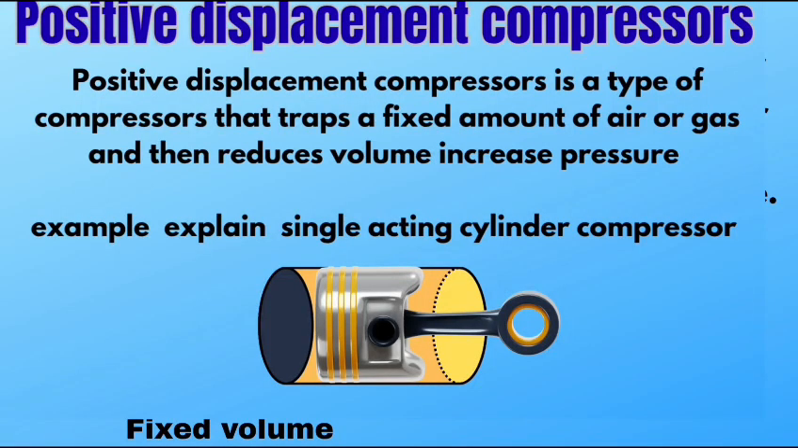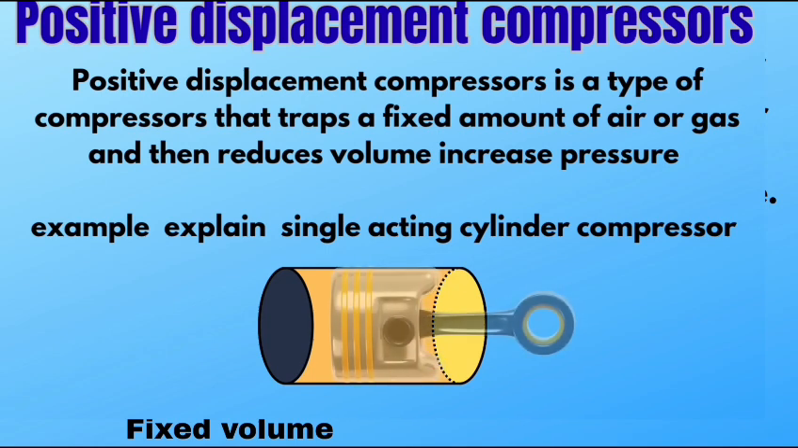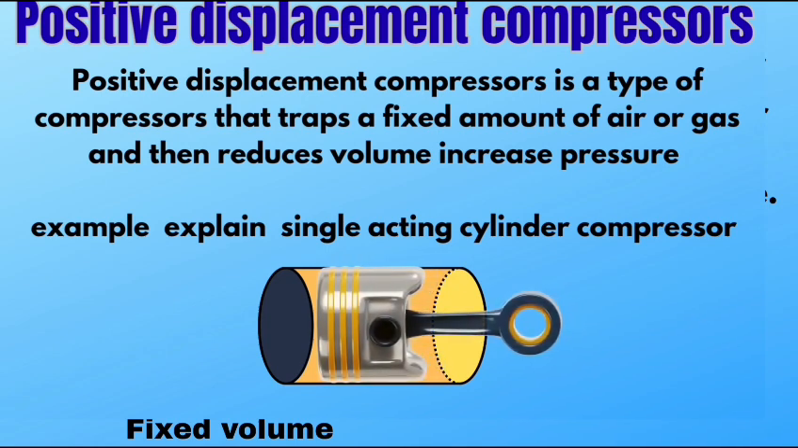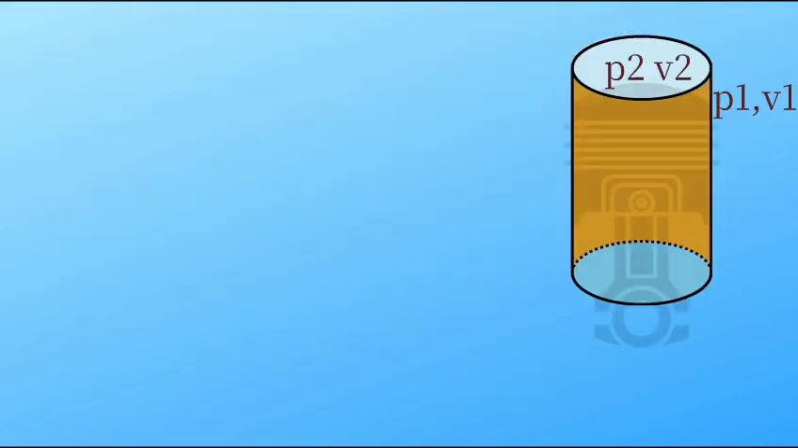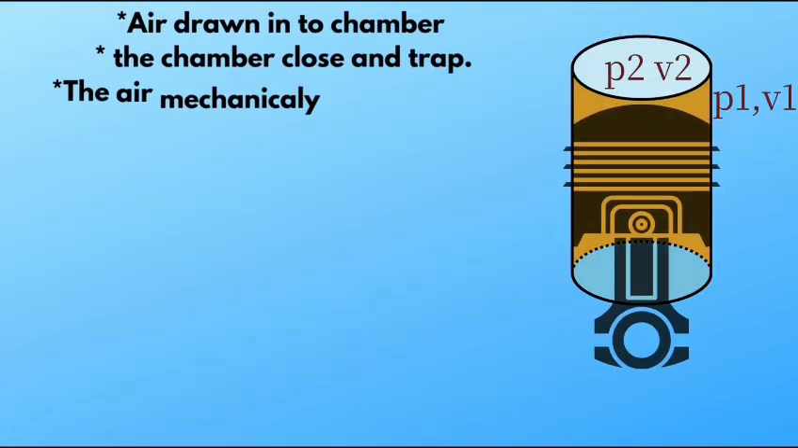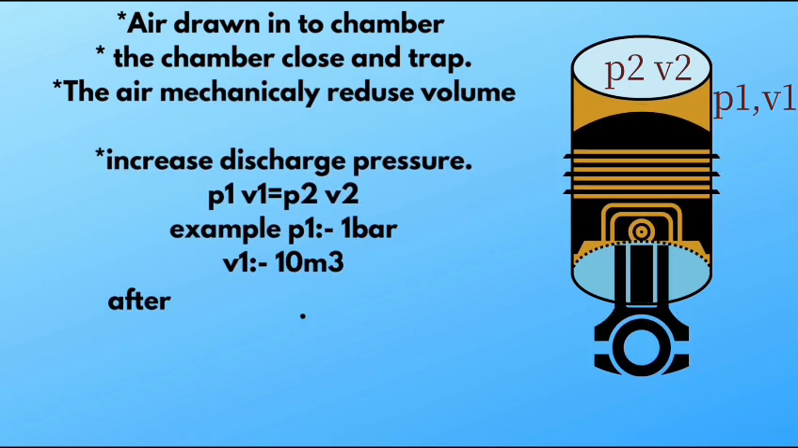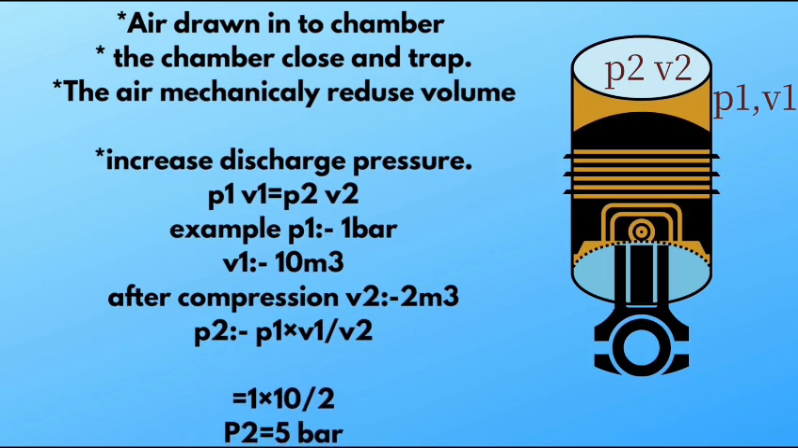Positive displacement compressor. This type of compressor traps a fixed amount of air or gas and then reduces its volume to increase the pressure. Examples of positive displacement compressors are rotary and reciprocating compressors. Piston and cylinder: air is drawn into the chamber, the chamber closes and traps the air, and mechanically reducing the volume increases the discharge pressure.